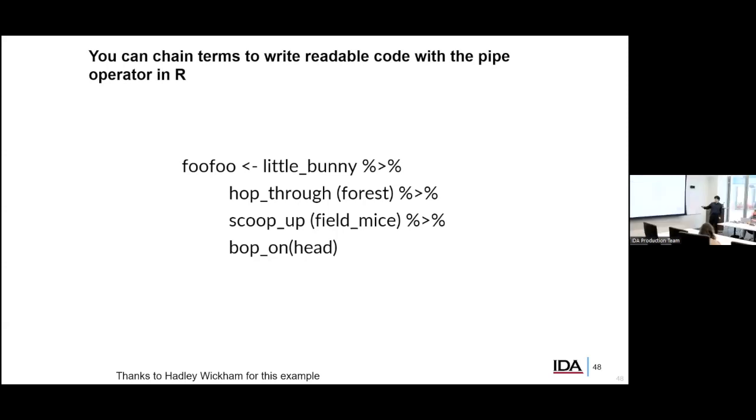because looking at that, you can immediately see what's going on. So you have a little bunny. He hops through the forest. He scoops up field mice and he bops them on the head. And you're saving that result to this variable right there. So this is just an example of how we can make source code look more legible.